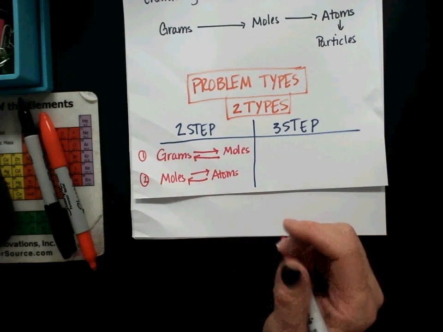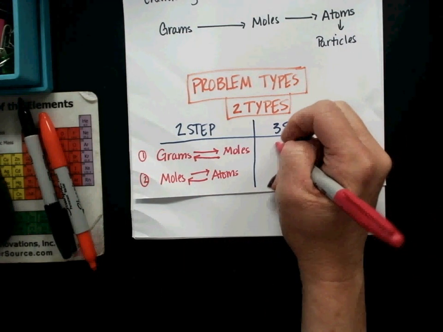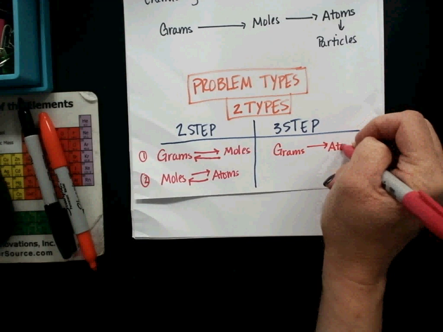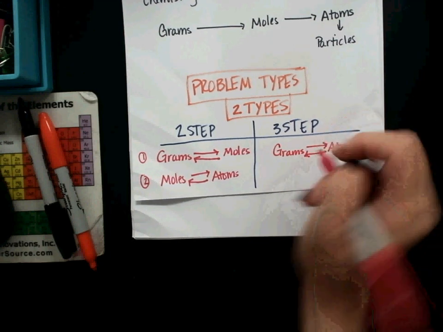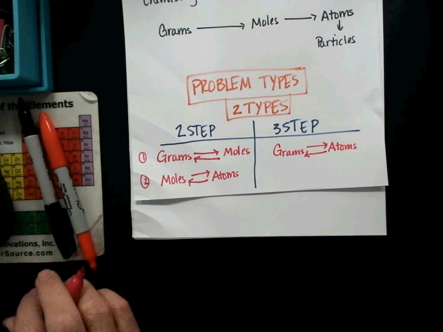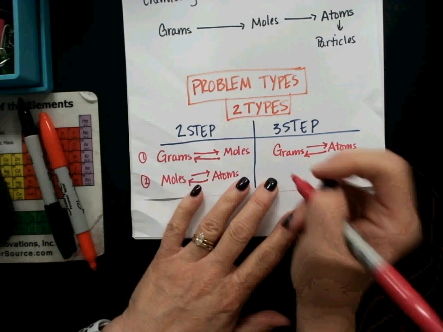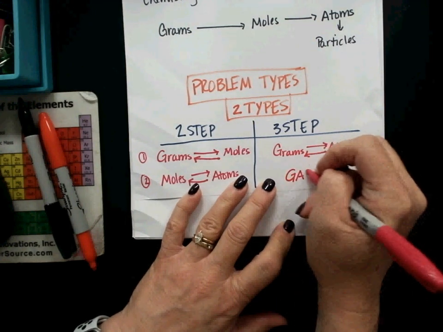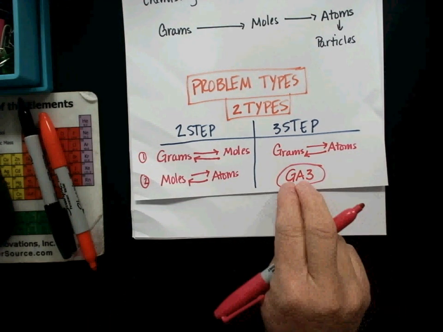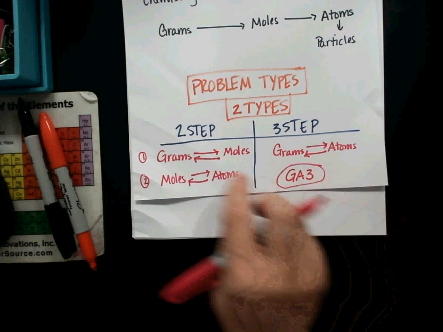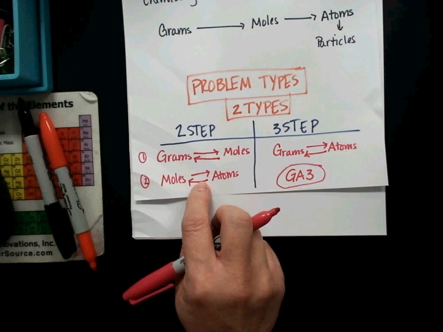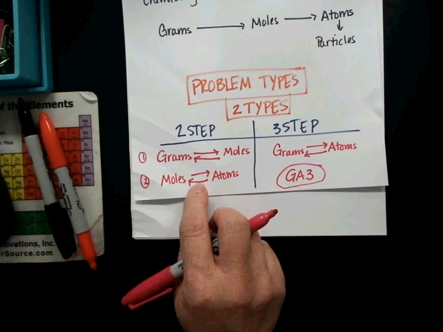When I get to the 3-step problem, I'm doing grams to atoms, or atoms back to grams. Now, if you have trouble setting this kind of stuff up, if you can remember this: GA3, grams to atoms, 3 steps. Anything with grams and atoms in it is 3 steps, then you know every other kind of problem is 2 steps. It makes it easier. If you remember one, you should know the other.